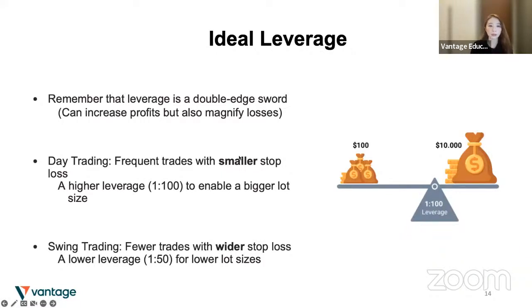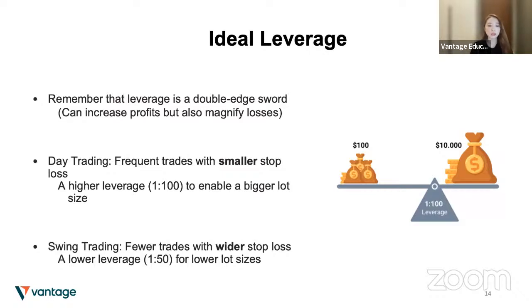All right, day trading normally involves frequent trades with smaller stop loss. So higher leverage, 1:100, enables a bigger lot size. In day trading we normally put our stop loss at a much closer price point to our buy or sell entry, right? So we are able to take a higher leverage to enable a much bigger lot size as our stop loss is very close. Even if we get stopped out or the analysis moves in a different direction than we want, we will be looking at a small risk for a big reward. All right, something of that sort.